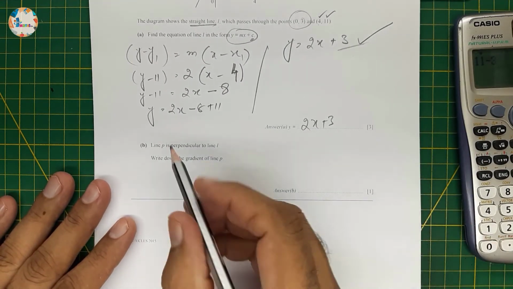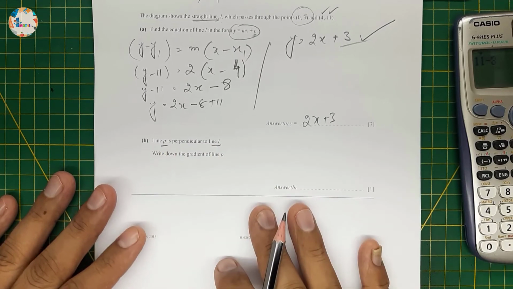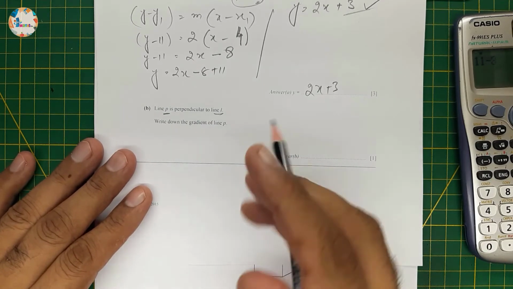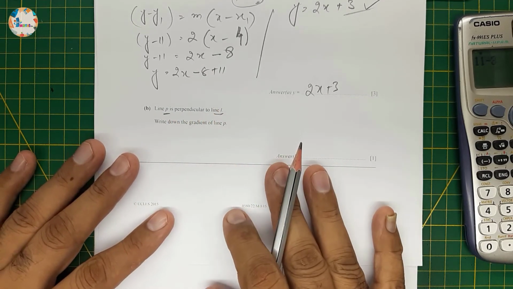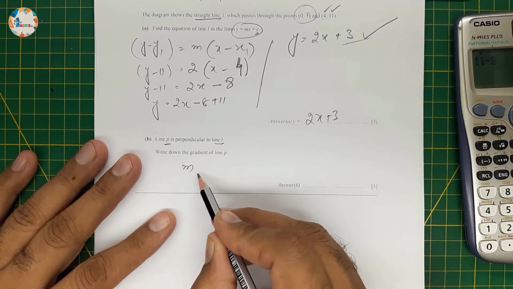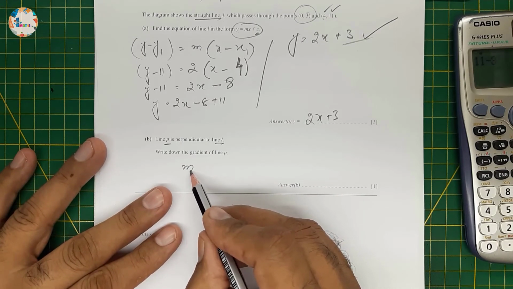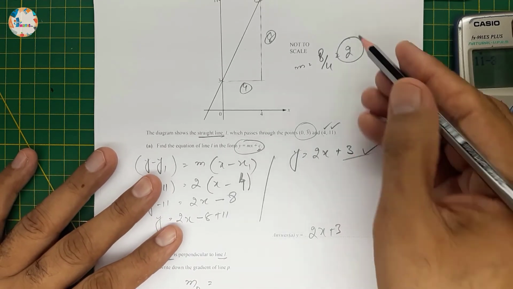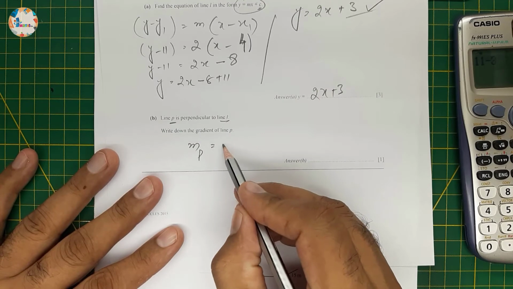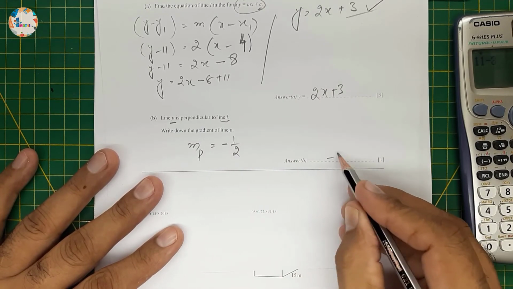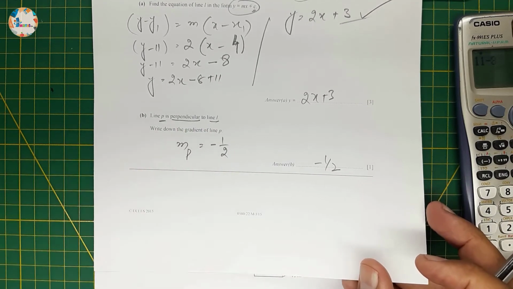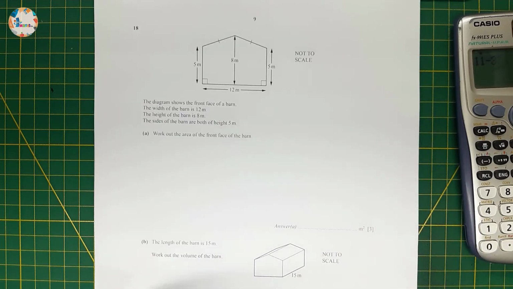Line P is perpendicular to line L. Write down the gradient of line P. For a perpendicular line, the gradient is the reciprocal with the sign changed. L's gradient is 2, so P has minus 1 over 2, which is our answer. So for perpendicular lines we take the reciprocal and change the sign.